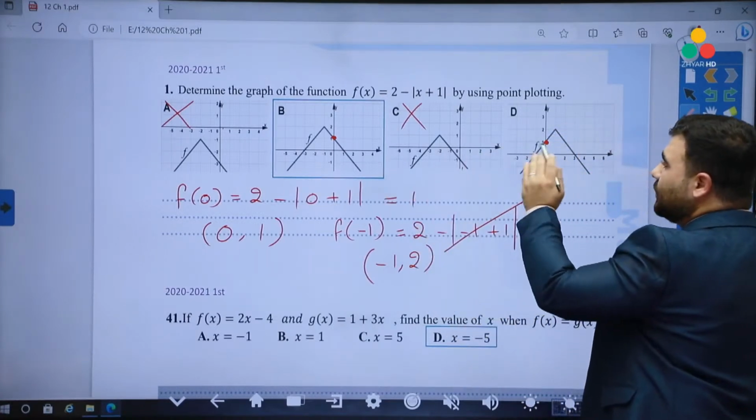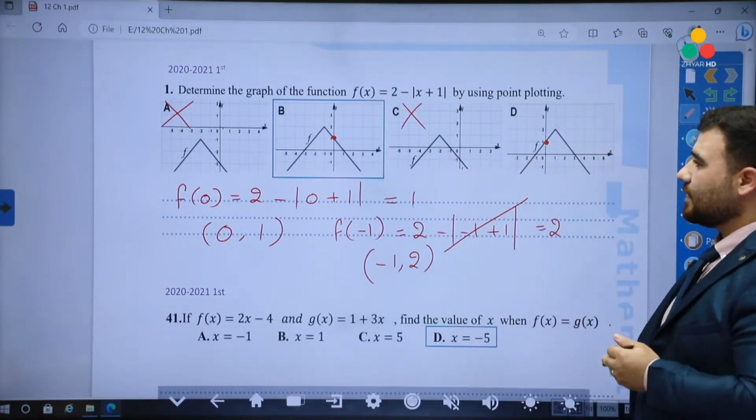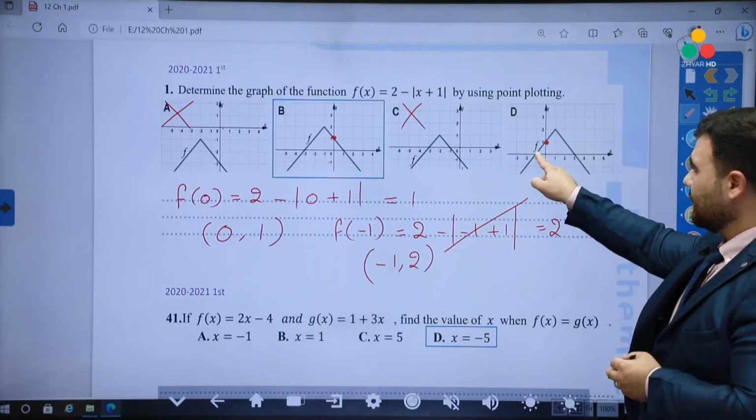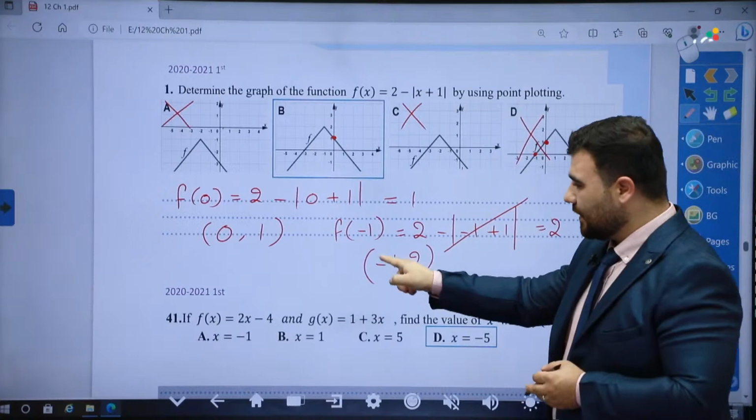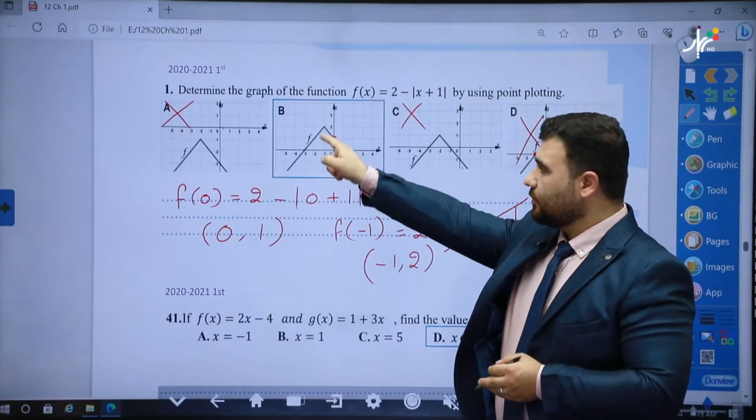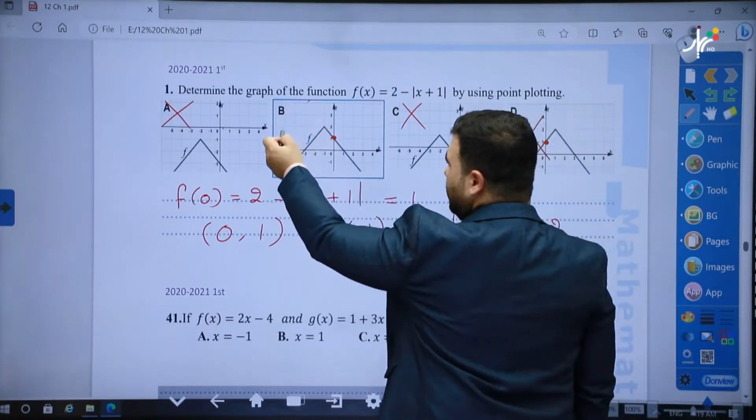In B and D, which one has this point? In D, when x is negative 1, y is 0. So it's not what I want. When x is negative 1, y is 2. Then B is the correct answer.